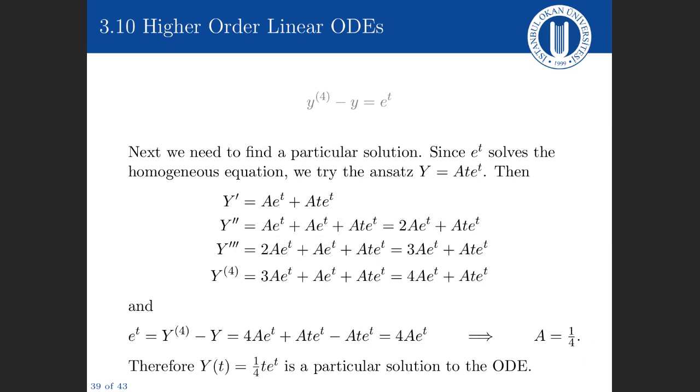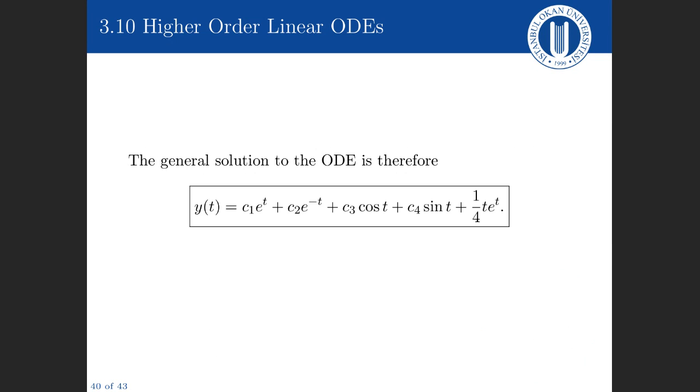Therefore, a quarter t e to the power t is a particular solution to the differential equation, and therefore the general solution to the differential equation is the general solution to the homogeneous equation plus a quarter t e to the power t.